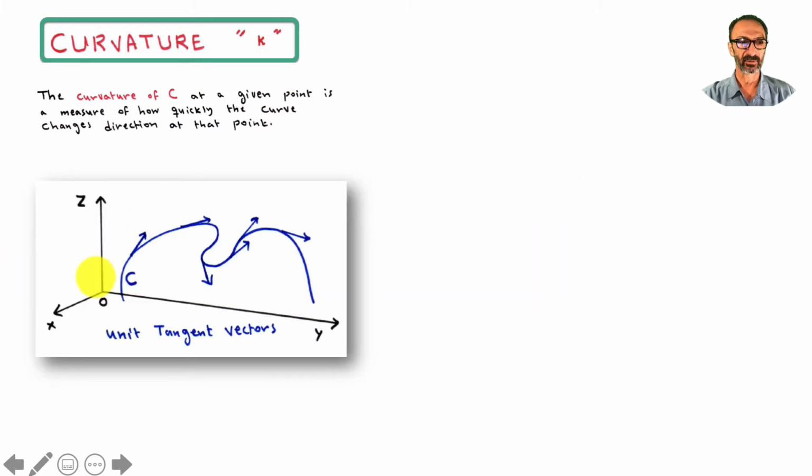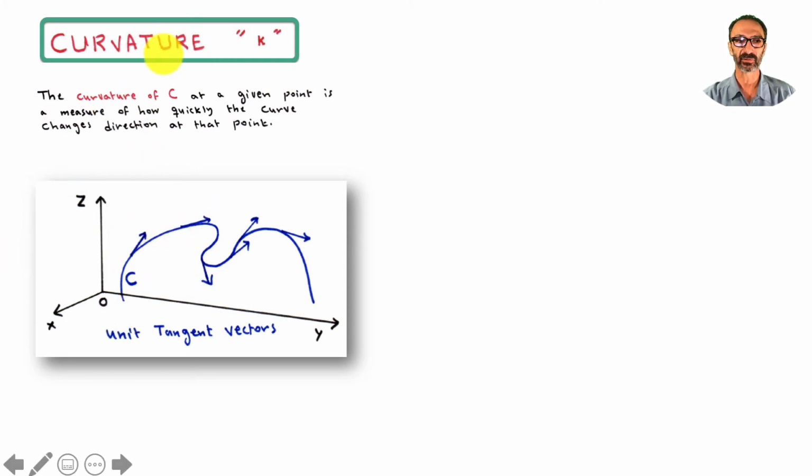This curve C, a space curve, shows unit tangent vectors. One here, one here, one here, one here, one here, one here. You're going around this way. This is a high curvature. This is a smaller curvature. This is a very small curvature, and so on. You are curving here faster, or higher in magnitude, compared to curving right here.